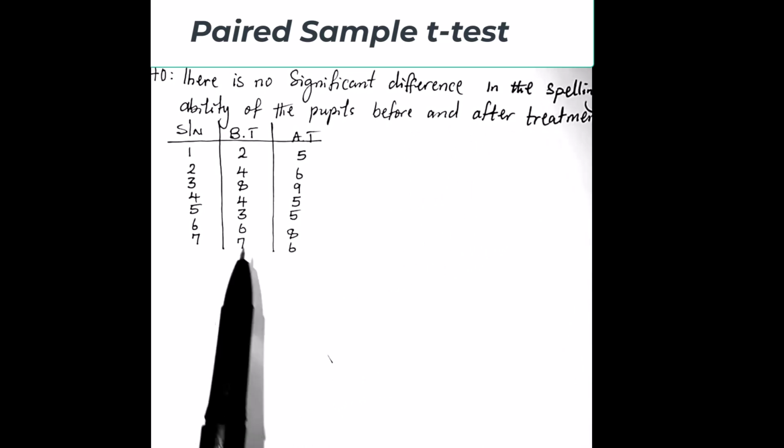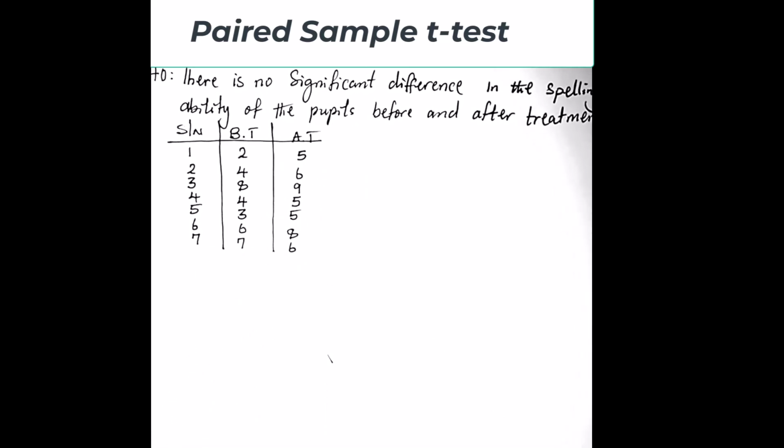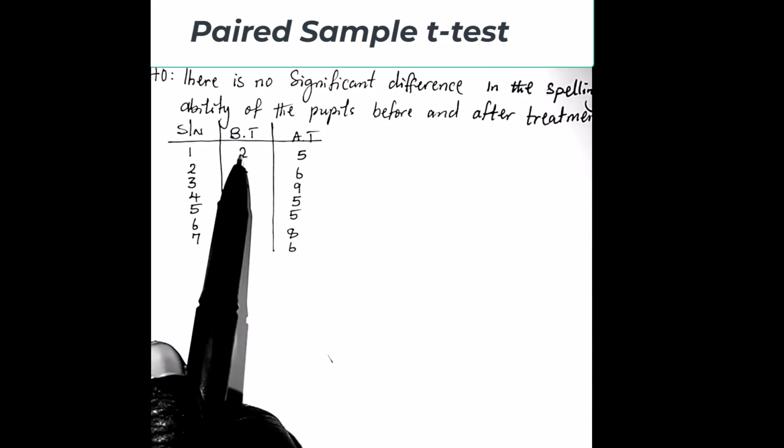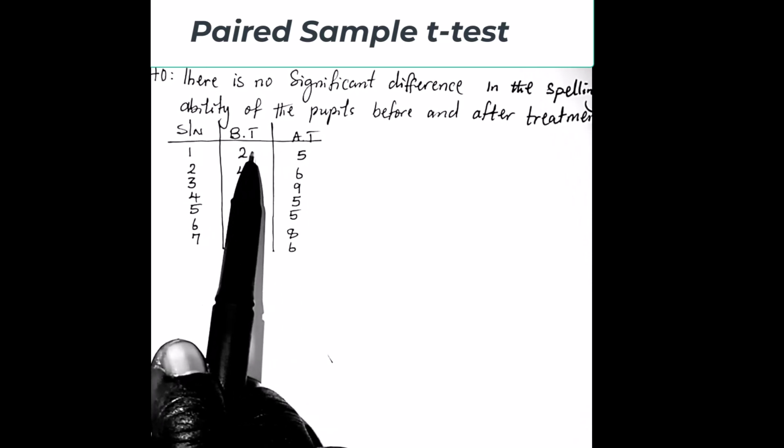So to do that, looking at this data, we can actually apply a paired sample t-test, which is also known as related sample t-test, because each of these observations were from a single sample.